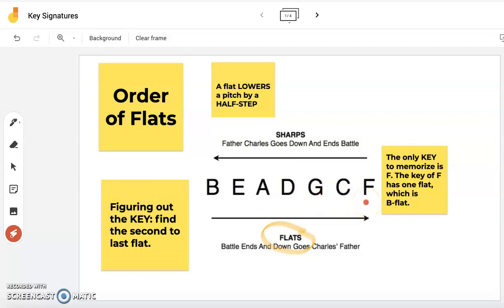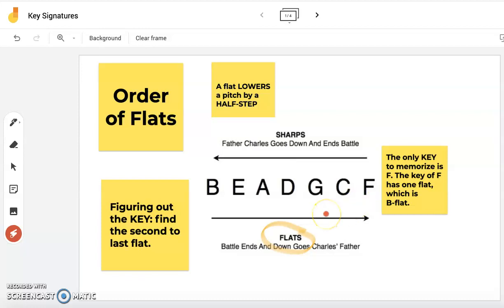So there are 7 flats, just like there are 7 letters in the musical alphabet. And one thing that you can use to help you remember the order of flats is "Battle Ends And Down Goes Charles's Father." When I was learning all of this, we were taught BEAD, B-E-A-D, greatest common factor, GCF.